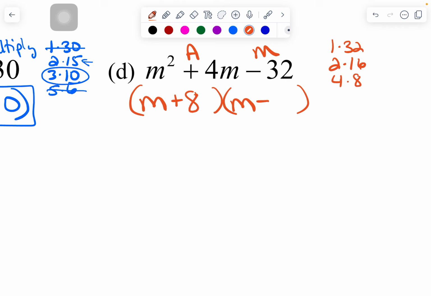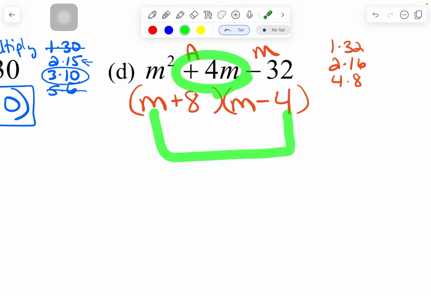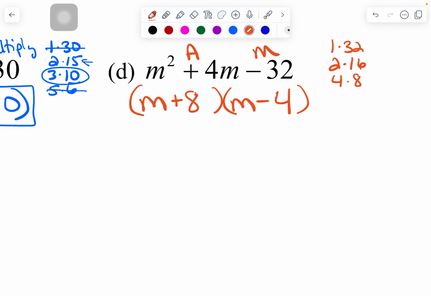If I make the 8 positive and the 4 negative, do a quick check on this. 8 times negative 4 is negative 32. And if I have positive 8m and then negative 4m, absolutely that will get me the 4m in the middle. So answer D is good. All right, those are my factors.